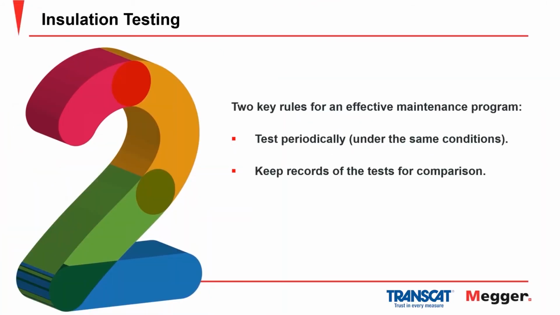So two key rules: test periodically, adjust your conditions. We'll come back to this again and again. Your test conditions have an enormous impact, so you don't want to let the conditions rule your results. You want to correct for them, and then you want to keep records.